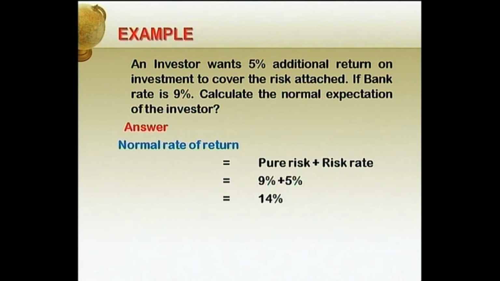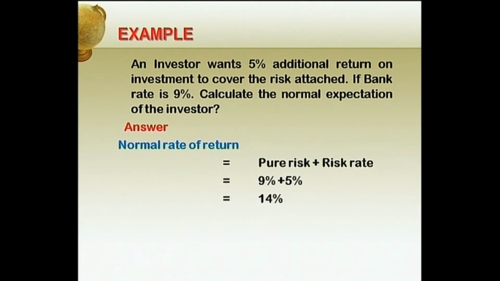Now, there is an example with us by which we can understand how to ascertain normal rate of return. An investor wants 5% additional return on the investment to cover the risk attached. If bank rate is 9%, calculate the normal expectation of the investor. So, here is our answer.